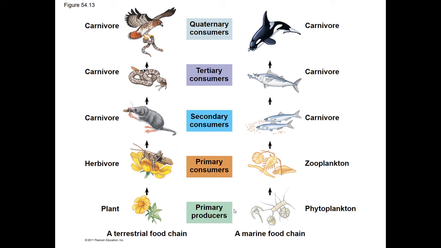A little side note here, there are some primary producers that use an inorganic energy source other than the sun. We would call those chemoautotrophs, rather than what plants are, which are photoautotrophs. But we'll get into that later. For now, let's just get the basics.